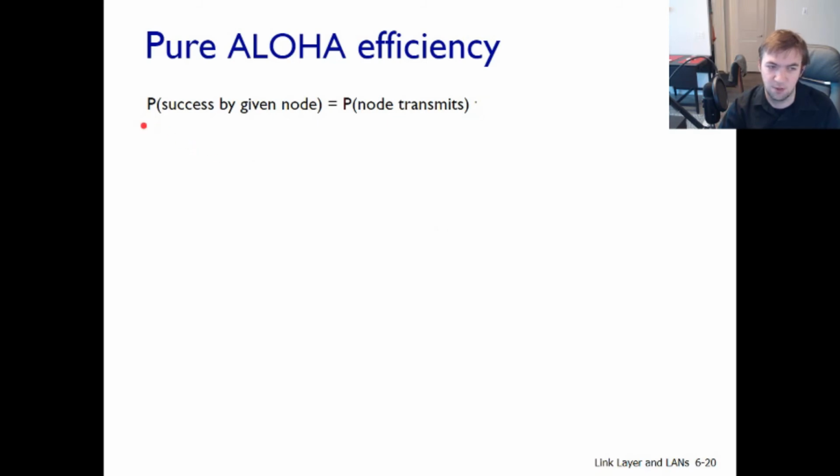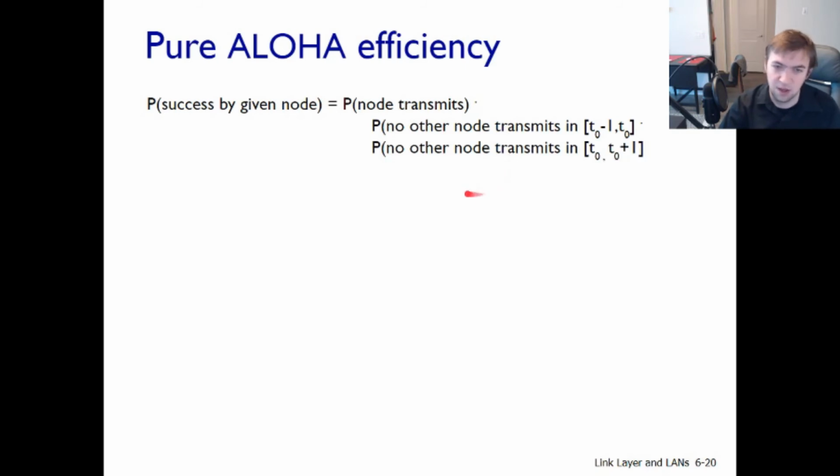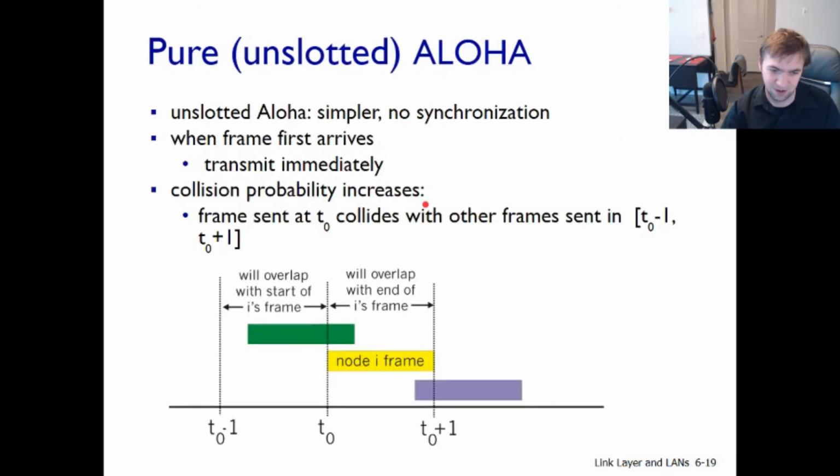Well, when it comes to the probability of success for a given node, it's the probability that a node is able to transmit, times the probability that no other node is transmitting in that time period, times the probability that no other node is transmitting on the right half of that time period. So if we go back really quickly to our time frame here, first off, we need to make sure nothing is starting anywhere within this side on the left, and also that nothing is starting on this side on the right. So we have two frames where nothing can really begin, otherwise there's going to be a problem. We either have something overlapping at the beginning or something overlapping at the end.